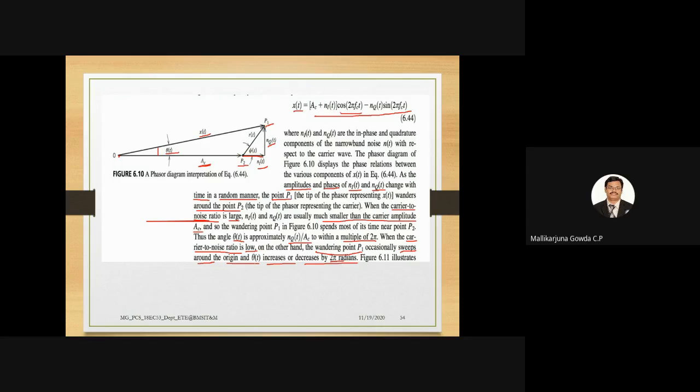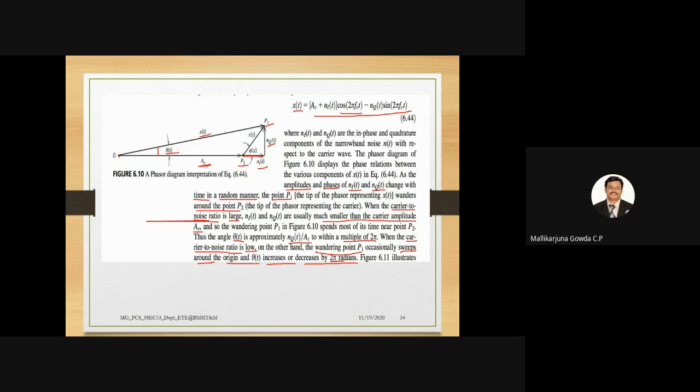One is when the carrier to noise ratio is large, and the other is when the carrier to noise ratio is small. So when the carrier to noise ratio is large, the in-phase and quadrature noise components will be much smaller than the carrier. In that case, the angle theta of t will be approximately equal to n_Q of t by A_C.